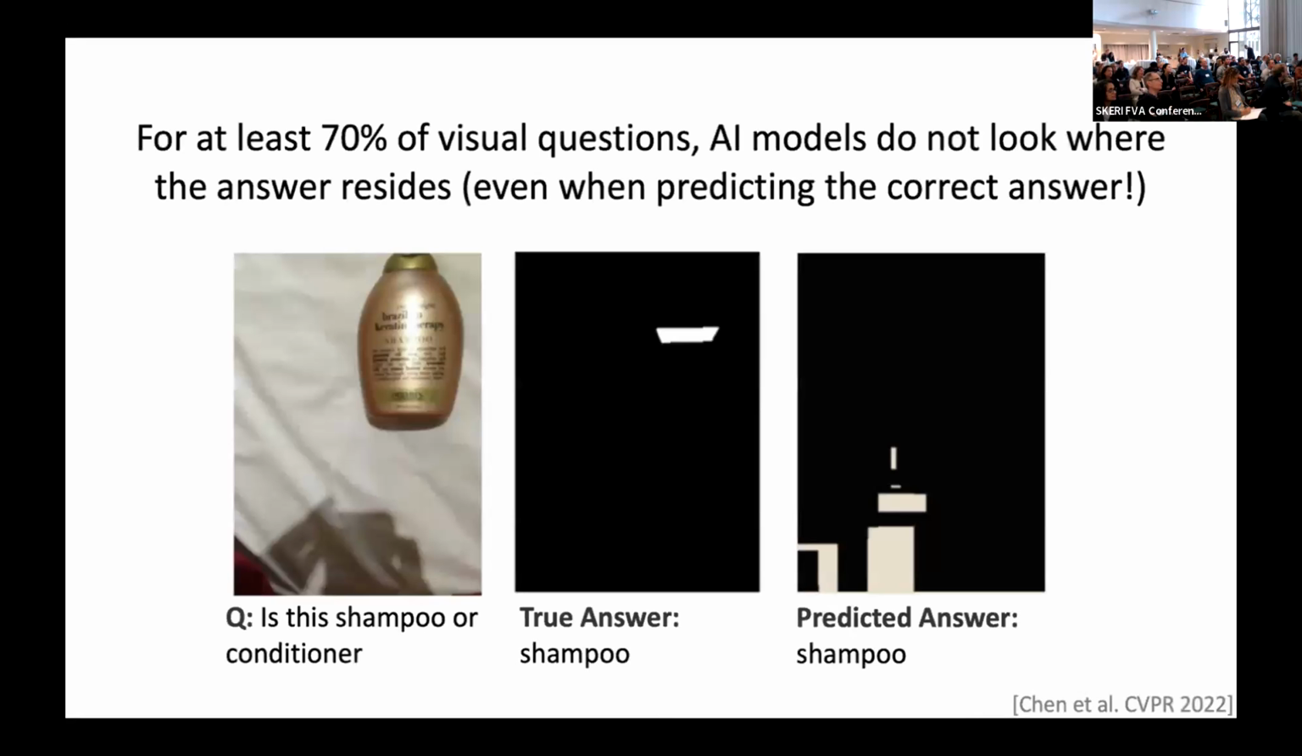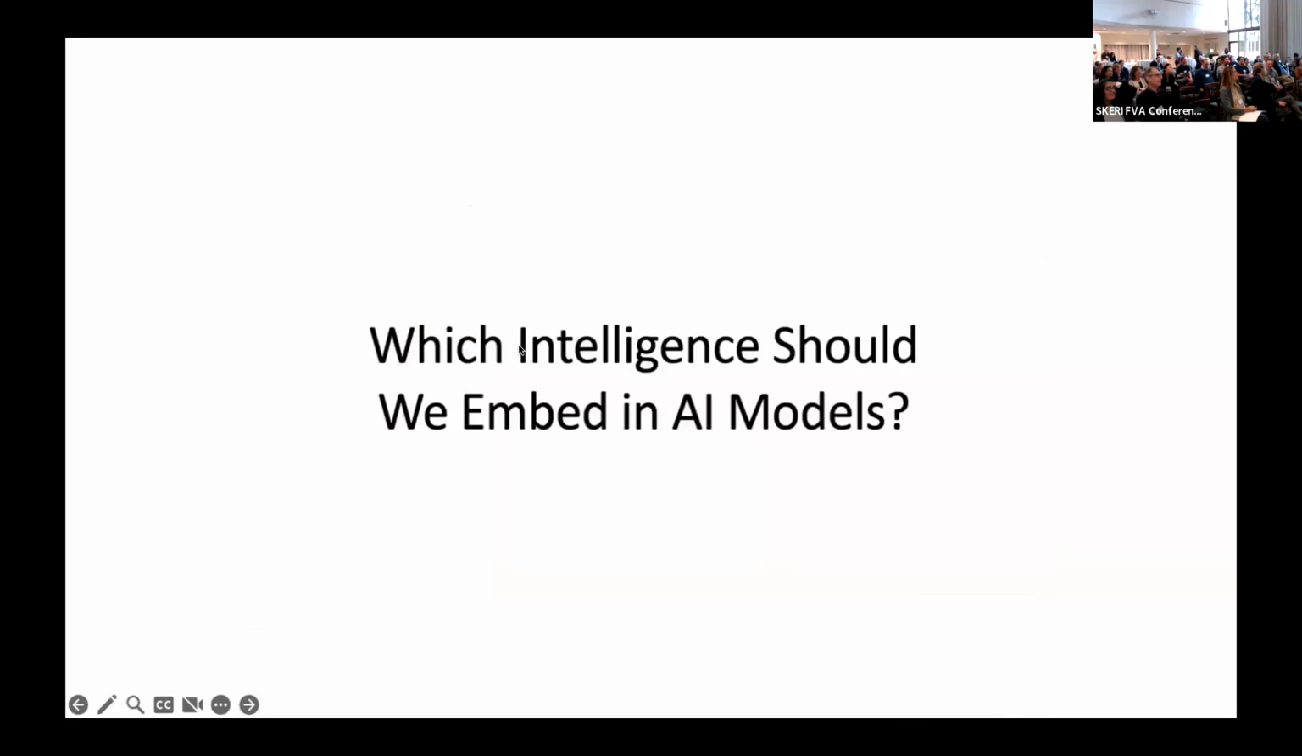We benchmarked our visual question answering models that are state of the art to figure out, are they looking at the correct visual evidence when they predict the answer? And what we found is that for at least 70% of the visual questions, AI models do not look at the appropriate evidence when they predict the answer. This is even true when they are predicting the correct answer, such as, is this shampoo or conditioner? I show where the ground truth evidence is in the image for where you would find the answer is shampoo, but the predicted answer also says shampoo while looking at the entirely wrong area in the image. So that's an issue that for sure needs to be addressed, that I'm the fourth speaker to mention.